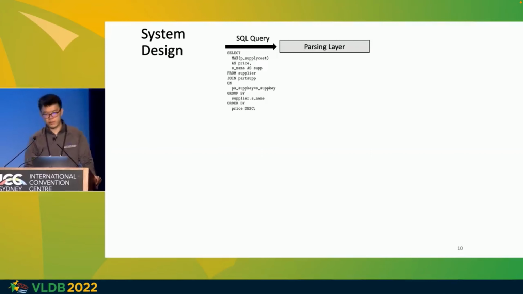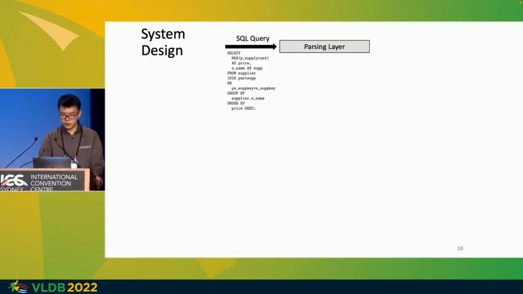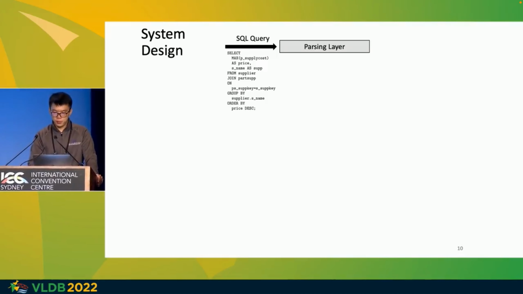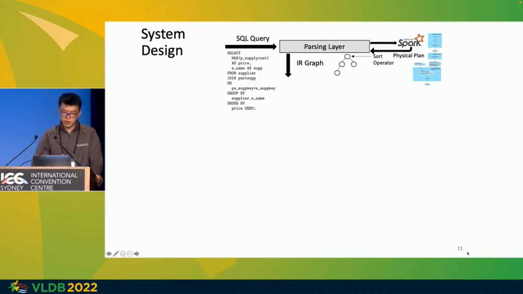Thanks, Matteo. Hi, everyone. I'm Dong He from the University of Washington. Now let's dive into the details of tensor query processing. The input to the system is a SQL query using the Spark SQL syntax. The system takes the SQL query and in this parsing layer converts it into an intermediate representation graph, or IR graph, that represents the query's physical plan, which is generated by Spark.